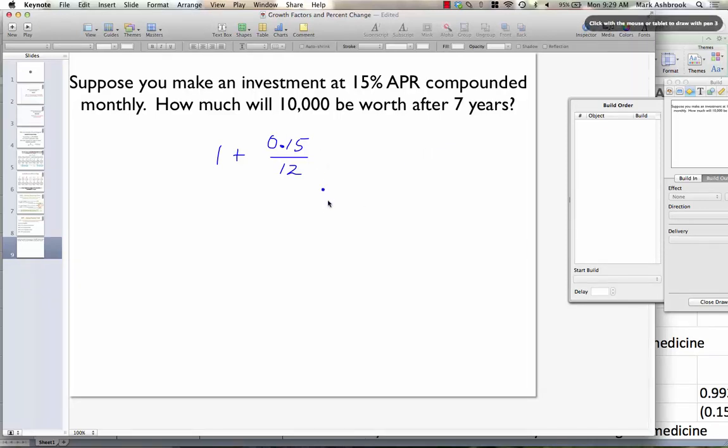And what are we going to do? Are we going to take that to the 12th? And this whole thing will represent what? APY? Not APY. What will that be? Not APR. We're going to take the 1 month growth factor and raise it to the 12th. That does not give us a percent change. That's the 1 year growth factor.